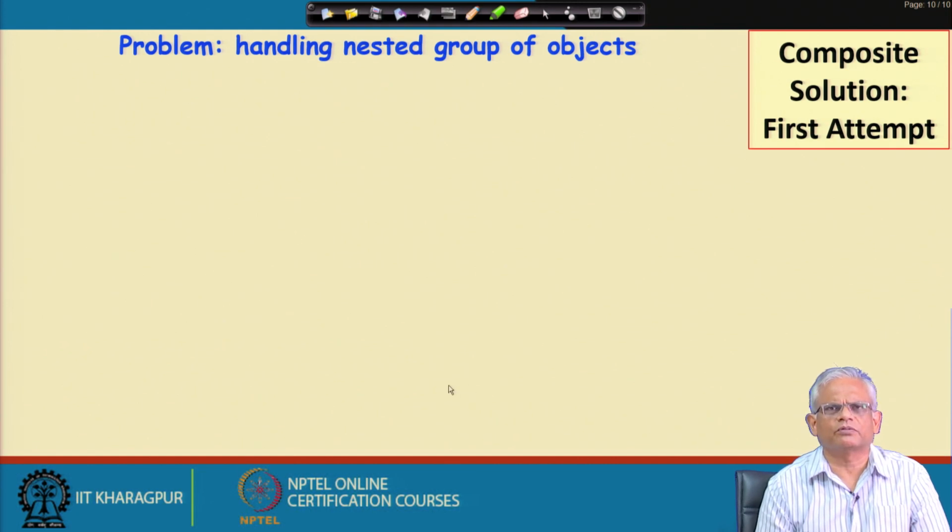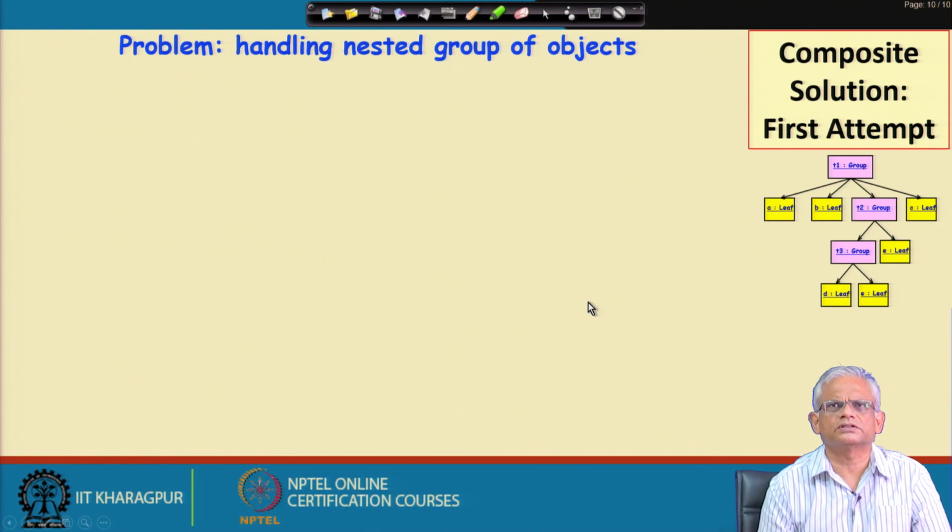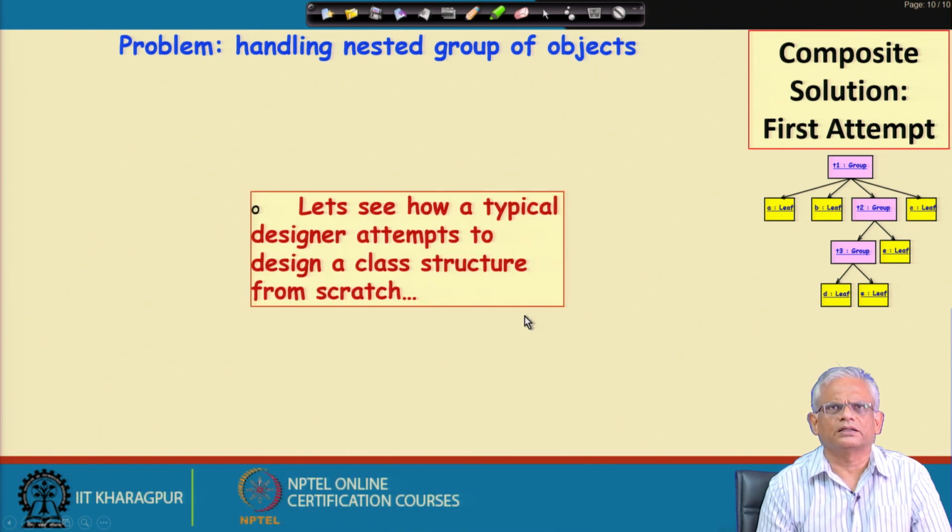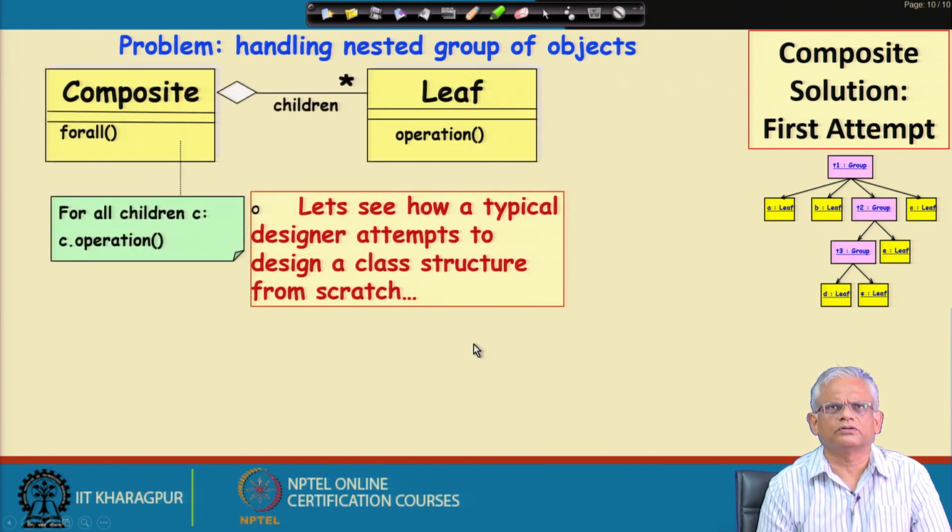If we pose this problem to a novice, the first thing that will strike his mind is that there is a nested group of objects, and how does he do the nesting? So this is the nested group of objects, and he will try to address this problem, and a typical designer who does not know the composite pattern will come up with this kind of solution.